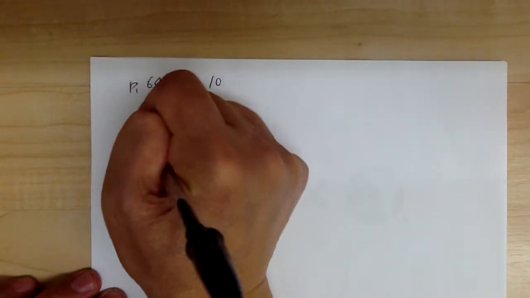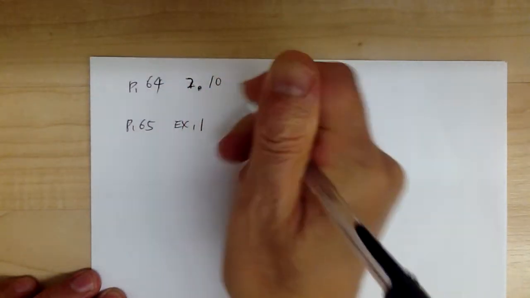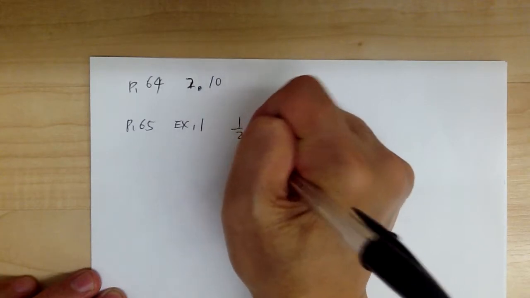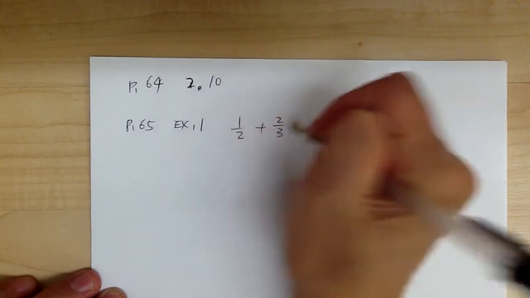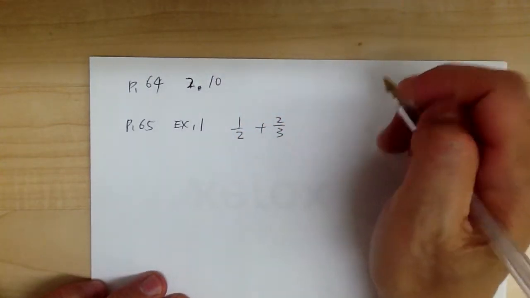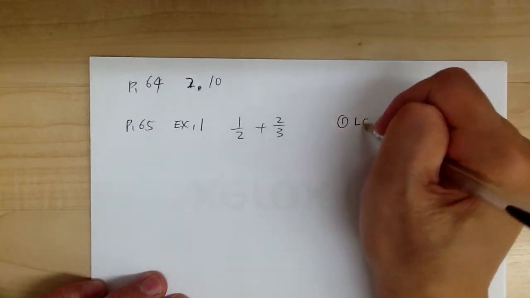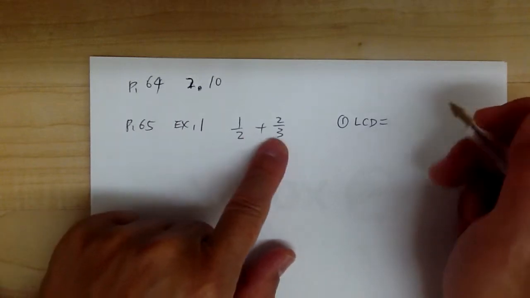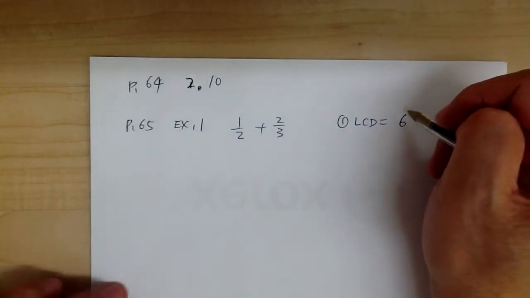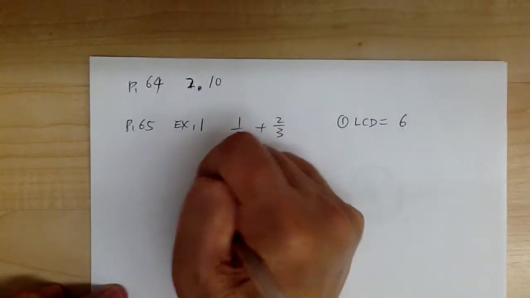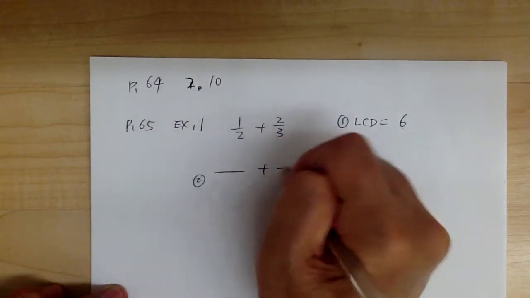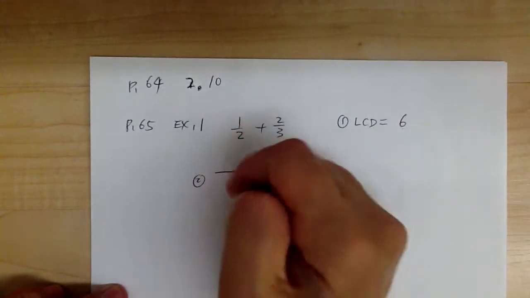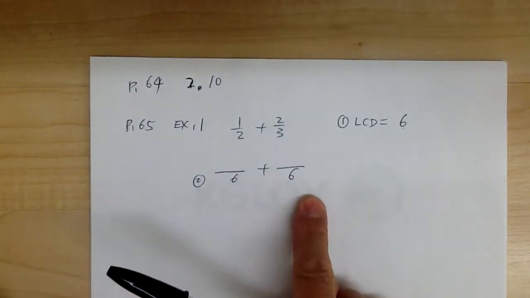On page 65, example 1, you have 1/2 plus 2/3. The first step you need to do is get the LCD. So step 1, get your LCD. By inspection, you can see that this is going to be equal to 6. So that's your step 1. Now step 2 is you want to get your fractions ready, and you want to put the common denominator down here. That's your step 2.